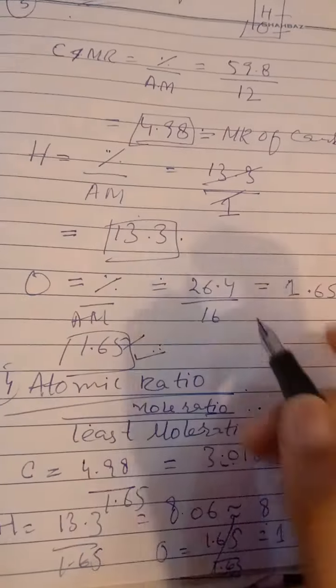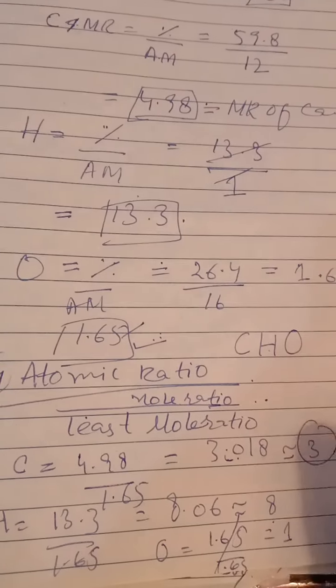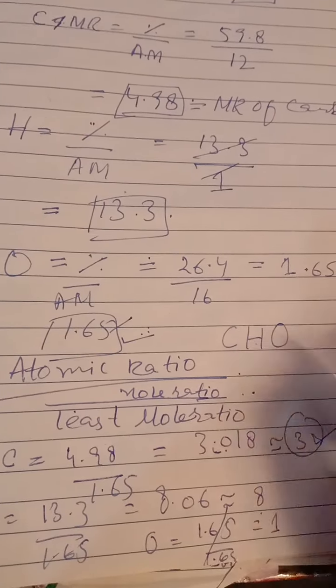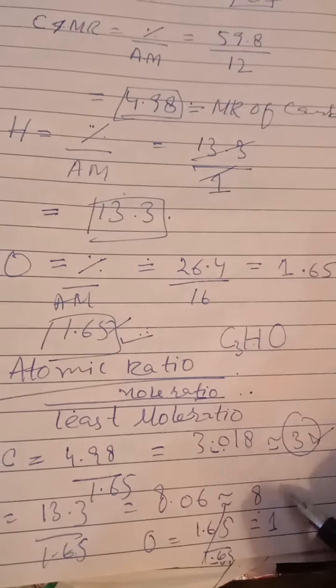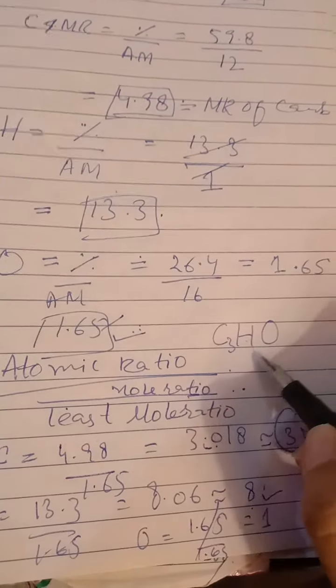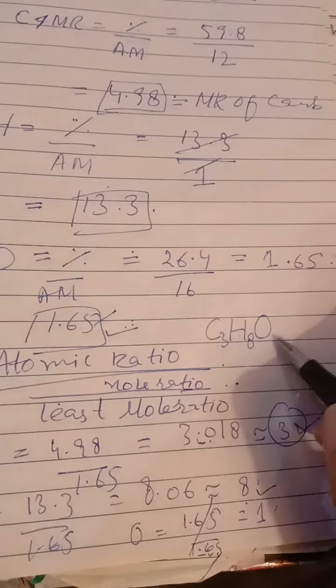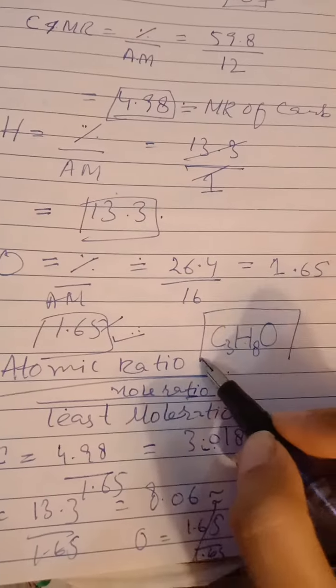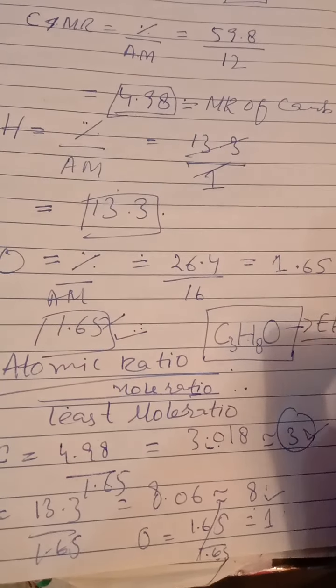So the empirical formula of this compound that we got is: the atomic ratio of carbon is 3, so we put 3 here, and the atomic ratio of hydrogen is 8, so we put 8 here, and oxygen is 1, so we do not put any number with oxygen. And this is the empirical formula of the compound.